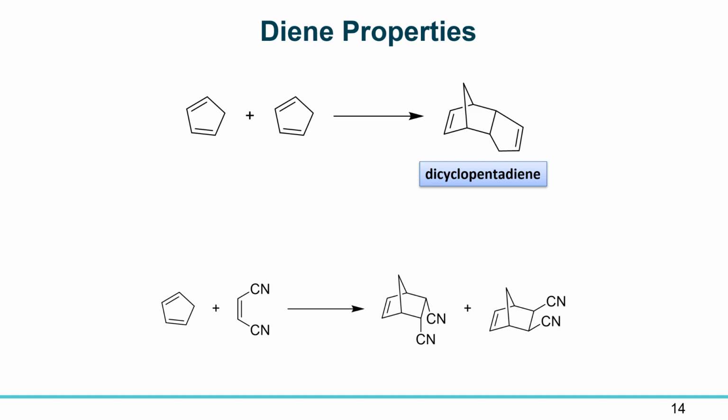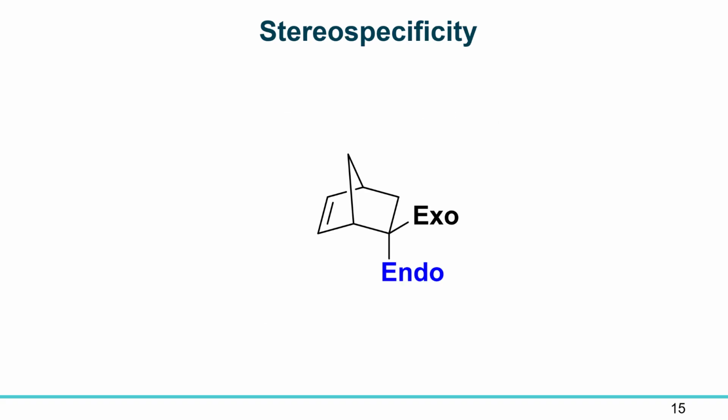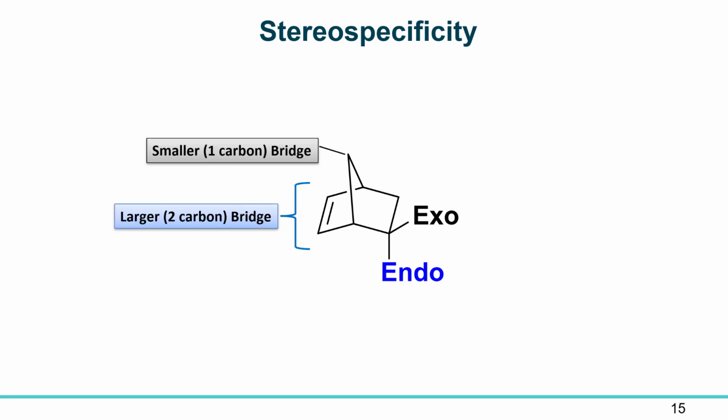When cyclopentadiene and some other conjugated dienes are used, they can form bridged bicyclic products having two possible stereochemical orientations of their substituents, endo and exo. The terms exo and endo refer to the relative position of the substituents relative to the bridge making the bicyclic system. Substituents which are exo are those which are anti or opposite to the larger of the bicyclic bridges. Substituents which are endo are those which are syn or on the same side as the larger bridge.